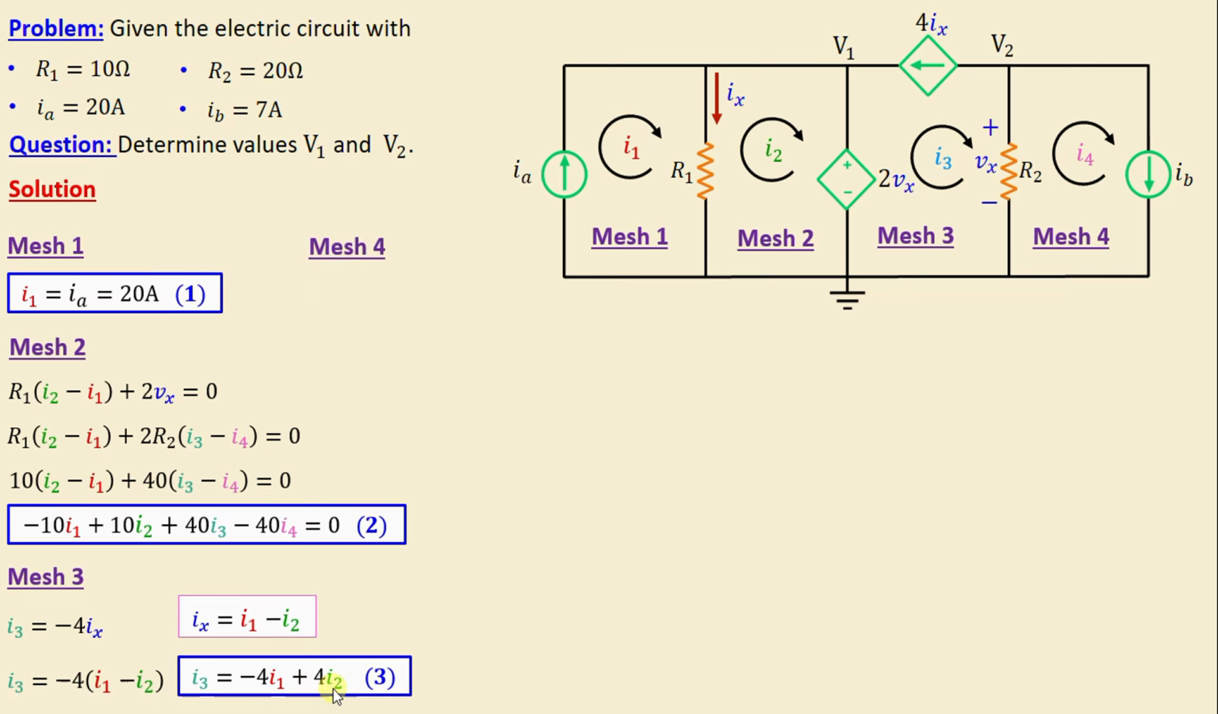Let's move on to mesh 4. We can see here in mesh 4 that the current I4 is equal to IB. And we know that IB is equal to 7 amps. That means I4 is equal to 7 amps.